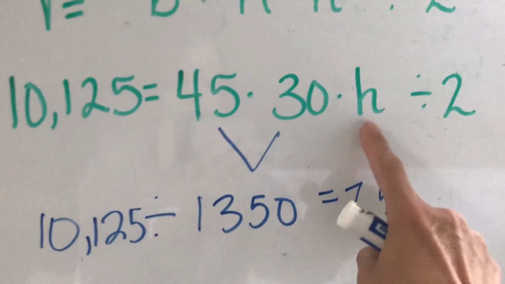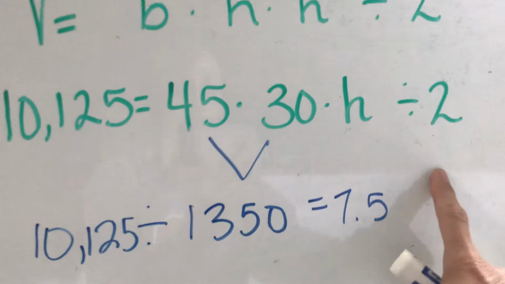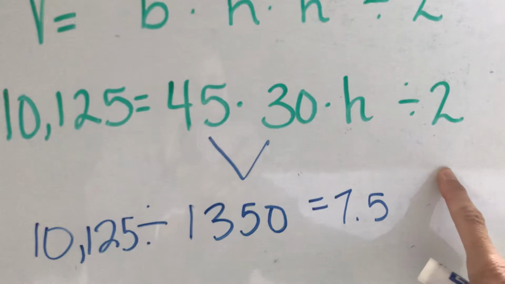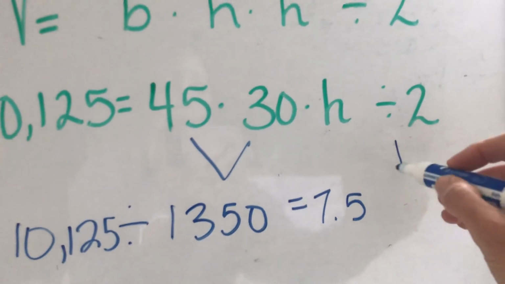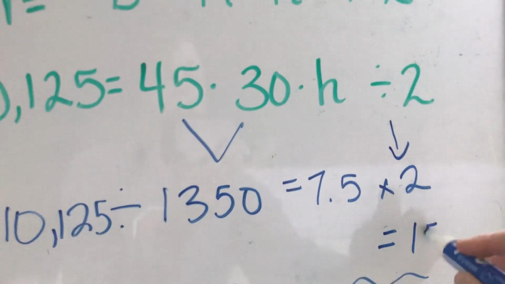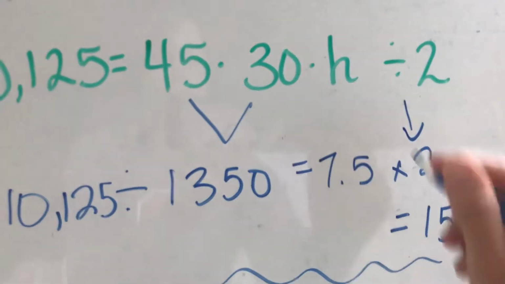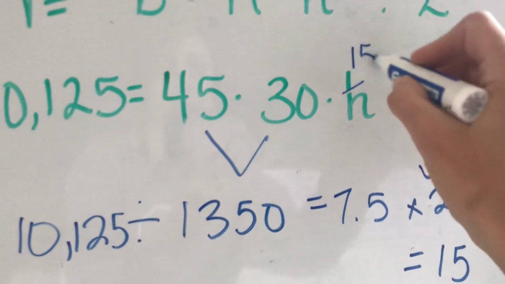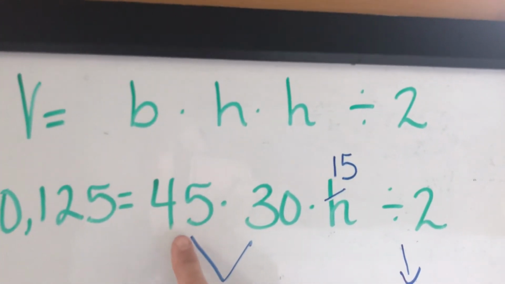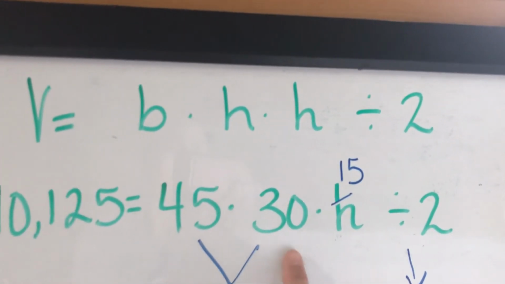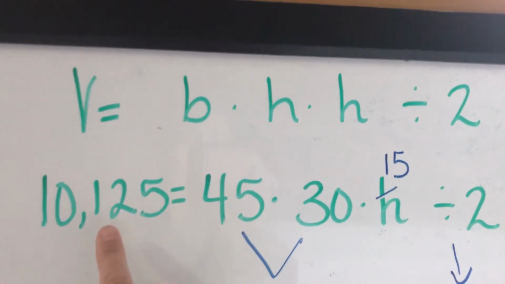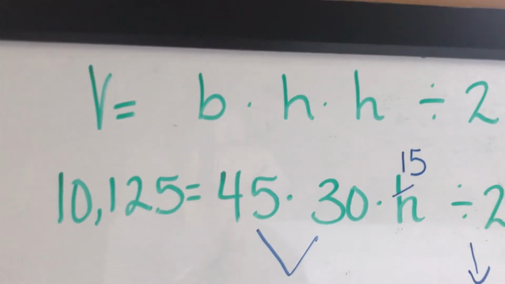7.5 is not the answer to this missing height, because remember, there's one more step. In our formula, we divide by 2, but we are working backwards now, so we're not going to divide by 2, we're going to multiply by 2. And the answer that we are going to get is 15, which means our height that we are missing is going to be 15. So what would I expect? You go get your calculator and you multiply 45 times 30 times 15, then divide by 2, and you should get this volume. All right, we're going to do one more.